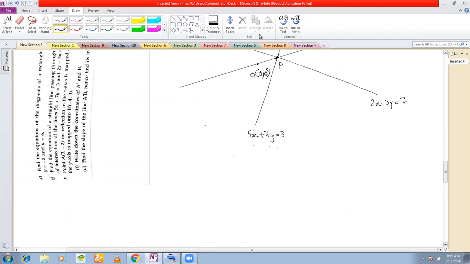Anyone? Anyone awake? So what is the question? How do you find the point of intersection of two straight lines? When the equations of two straight lines are given, how do you find the point of intersection? Class 9 knowledge.